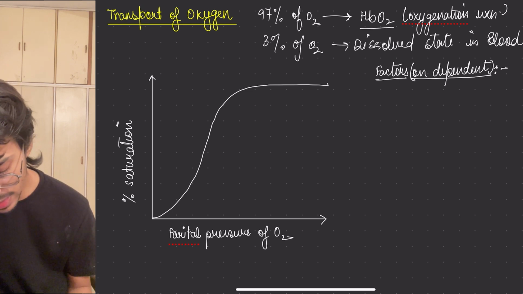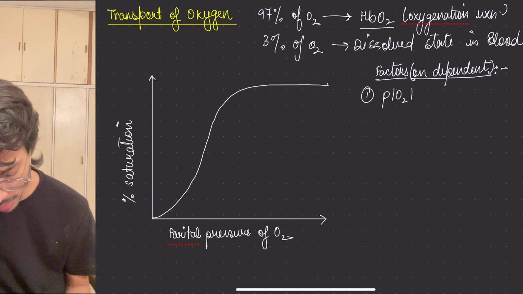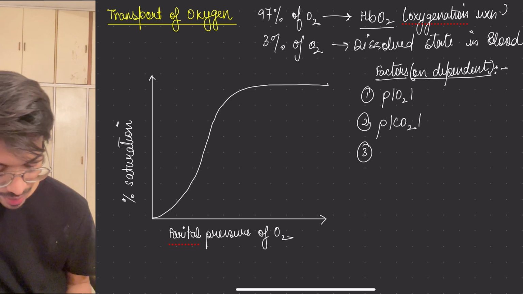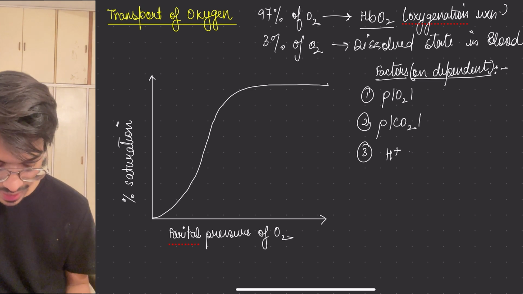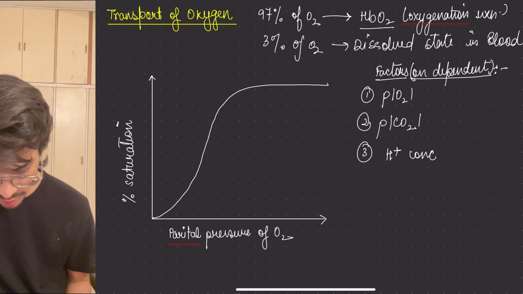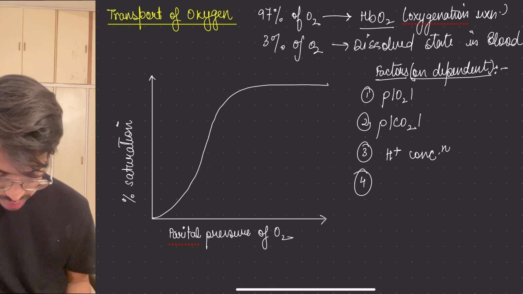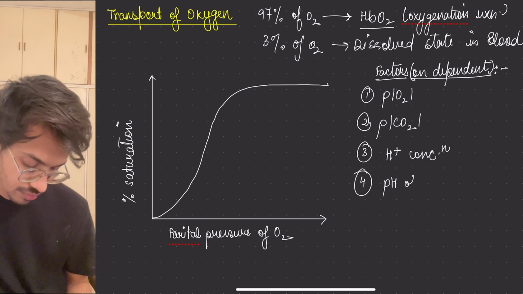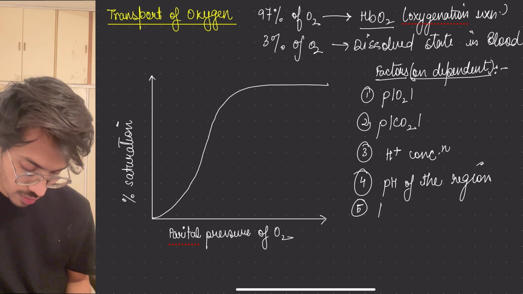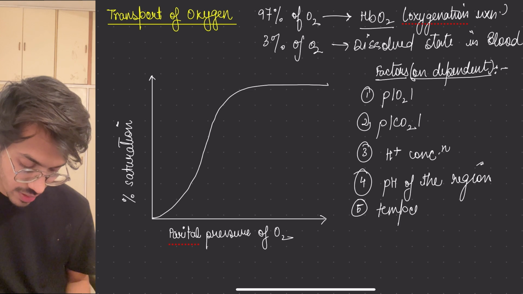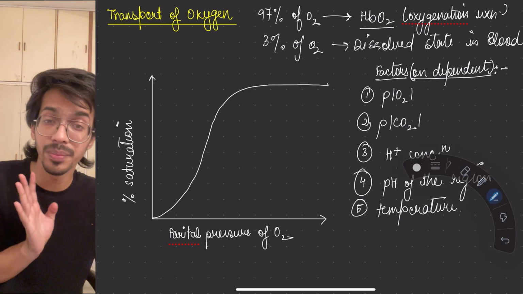That would be the partial pressure of oxygen. It will also depend upon the partial pressure of carbon dioxide. It will also be defined by H positive, or the proton concentration, or the acidic concentration. It will also depend upon the pH of the region. It will also depend upon the temperature. If you understand this concept, then this topic is super easy for you to complete.